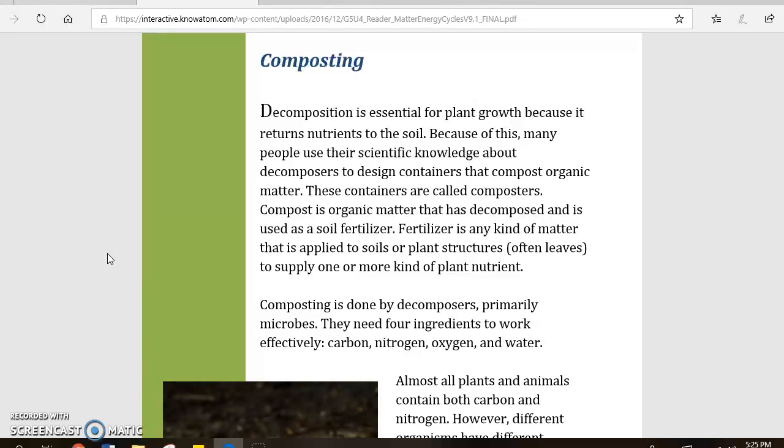Fertilizer is any kind of matter that is applied to soils or plant structures, often leaves, to supply one or more kinds of plant nutrient. Composting is done by decomposers, primarily microbes. They need 4 ingredients to work effectively: carbon, nitrogen, oxygen, and water.